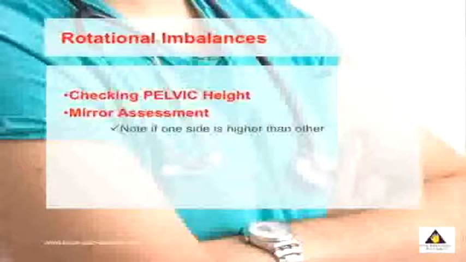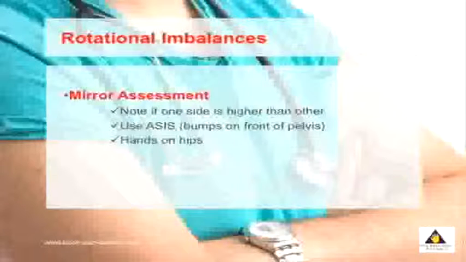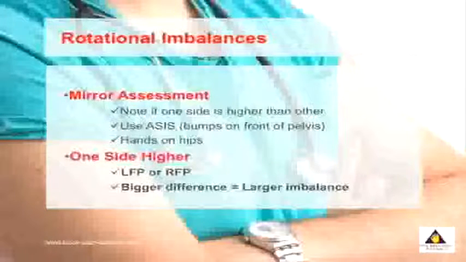So all you do is look in a mirror and note if one side of your pelvis is higher than the other. Now, there are two landmarks that you can use. The first is what's called the ASIS, which are the bumps on the front of your pelvis, or alternately, you can just place your hands on top of your hips. Now, what you'll note is that one side of your pelvis is higher than the other, and this creates what's called a rotational imbalance. If your left side is higher, you have what's called an LFP, and if you have the right side higher, you have an RFP. Now, the bigger the height change, the bigger the imbalance is occurring in your spine.